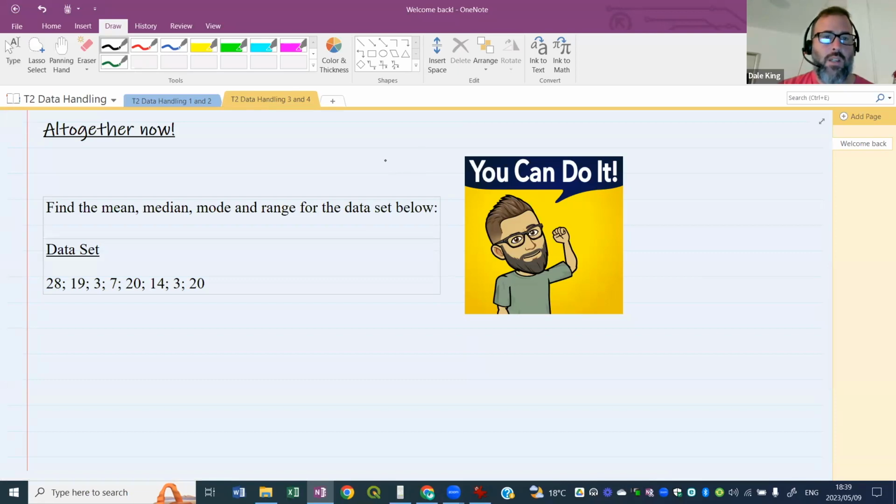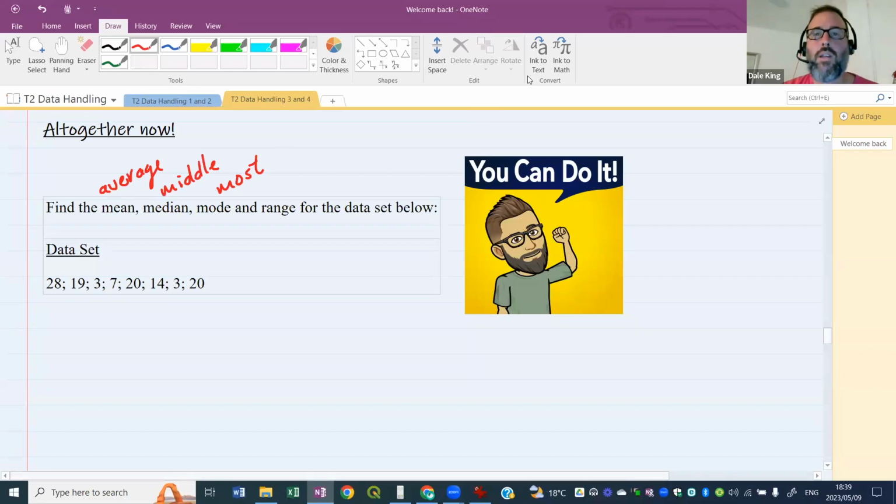Please find the mean, median, mode and range for the data set below. I'll go over it one more time. Mean is the average. I'll write the words up here. Median is the middle. Mode is the most. And you know what the range is. All right, off you go.